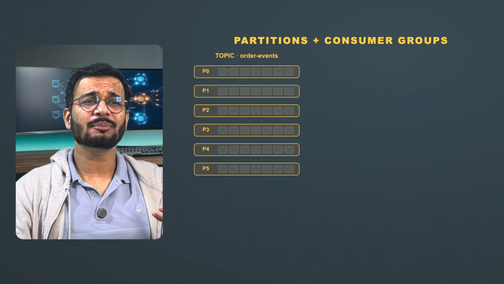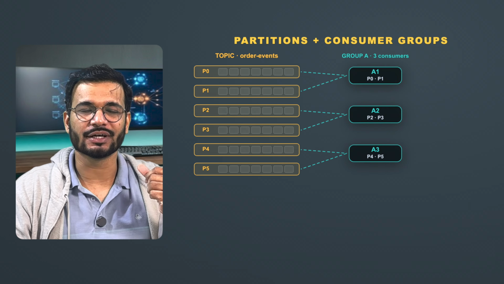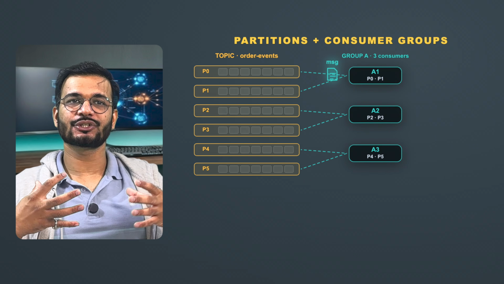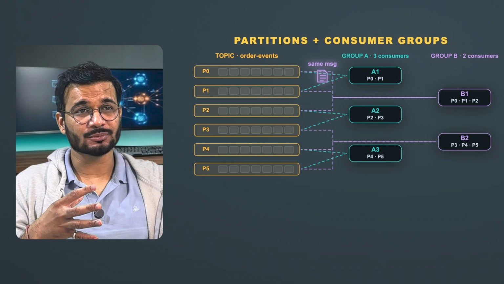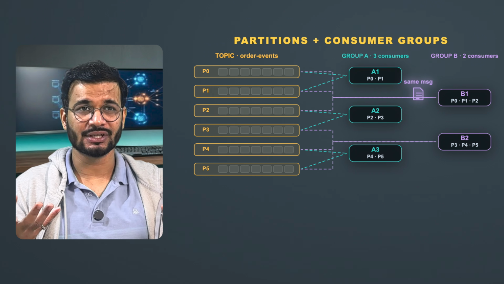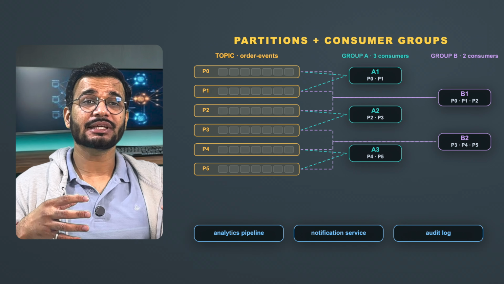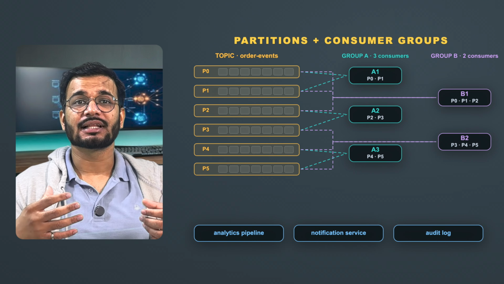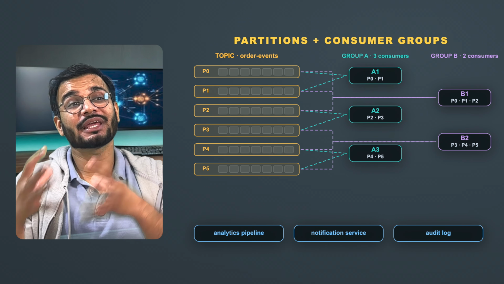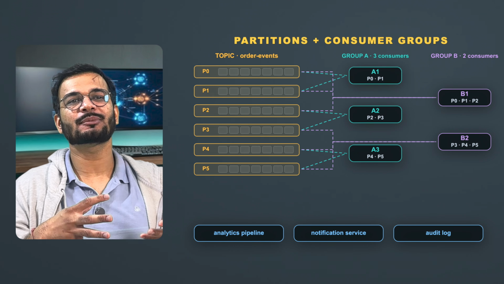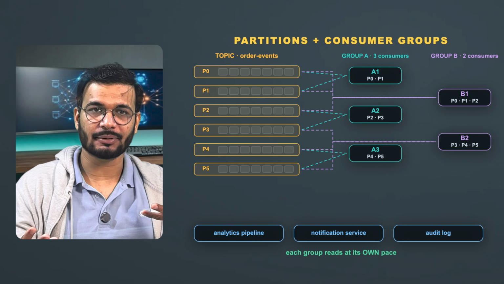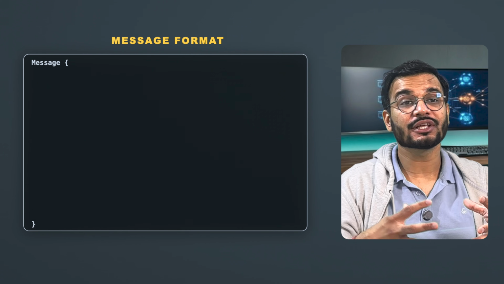Now, the partitioning model is the key design insight over here. One topic, 6 partitions, 2 independent consumer groups. If consumer group A has 3 consumers, each handles 2 partitions and shares the work. Consumer group B, if it has 2 consumers, is completely independent of group A, and it gets its own copy of messages. This means that the same stream of events can feed your analytics pipelines and your notification service and your audit log, all independently, all at their own pace.